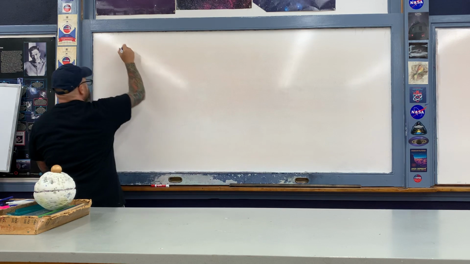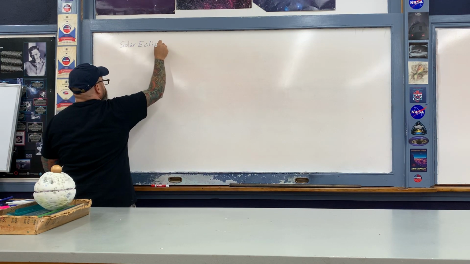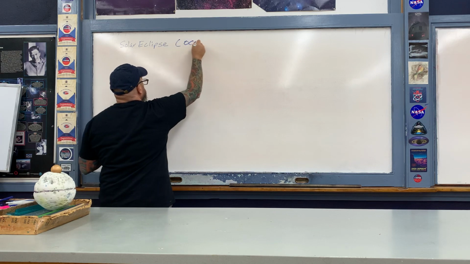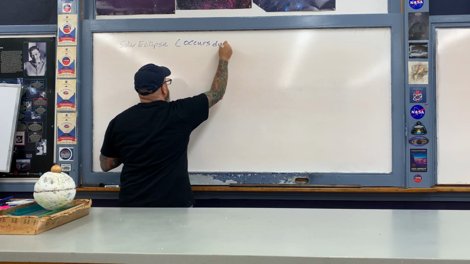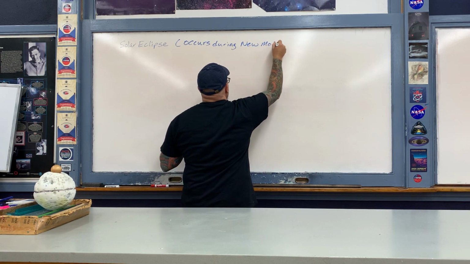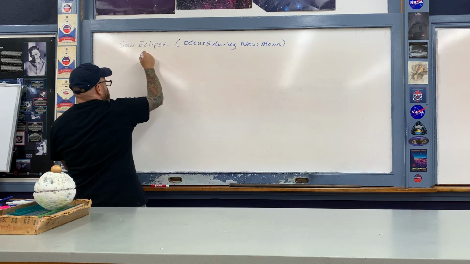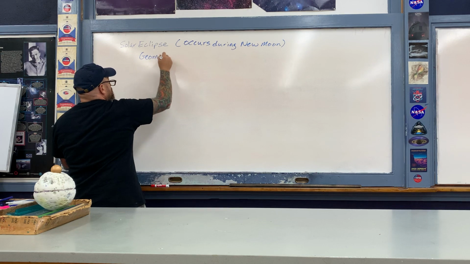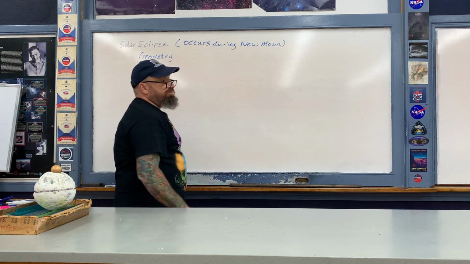Okay, so now we have the solar eclipse. This occurs during new moon. And once again, we take a look at the shadow's geometry. So I'm going to draw the umbra and penumbra once again, but in this case, it's the moon that's casting the shadow. This is all during, once again, new moon.